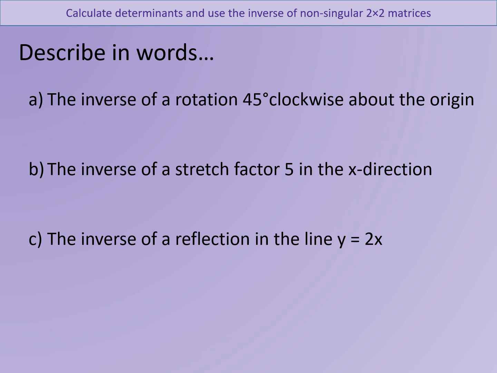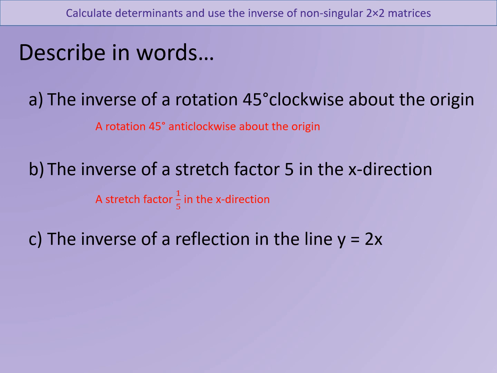So rotation 45 degrees clockwise about the origin. To undo that, to take you back to where you were to start with, you'd need a rotation 45 degrees anti-clockwise about the origin. So they are inverse transformations of each other. Second one, a stretch factor 5 in the x direction. The inverse of that would be a stretch in the x direction factor 1/5. That would take you back to where you'd started.